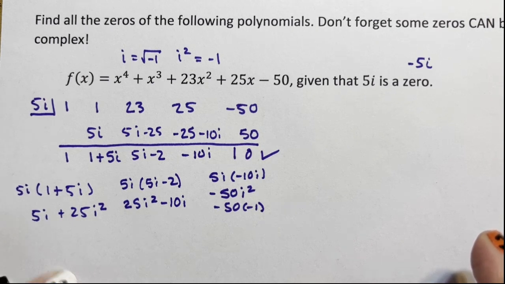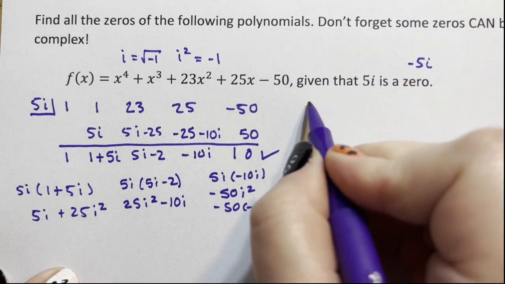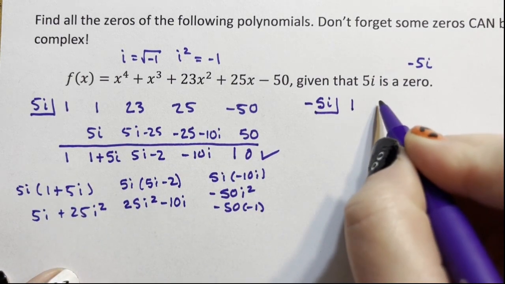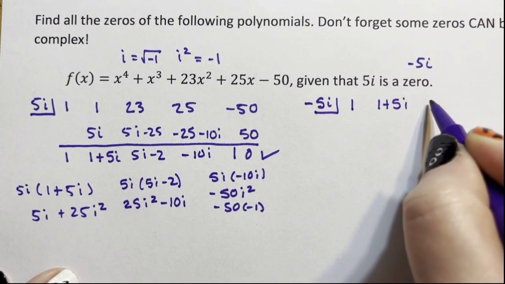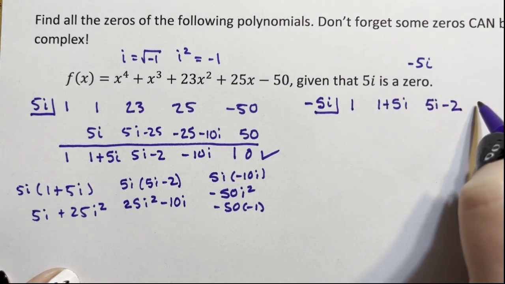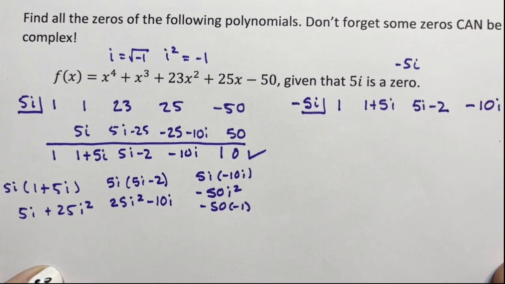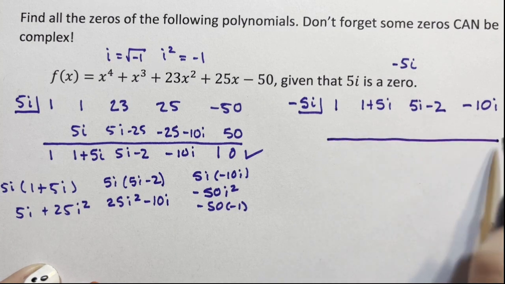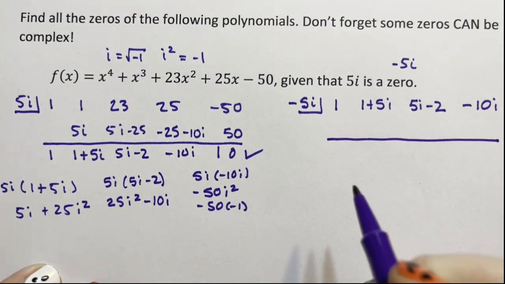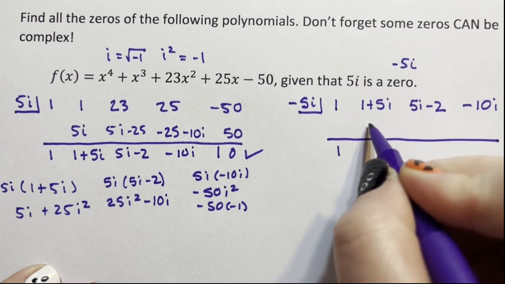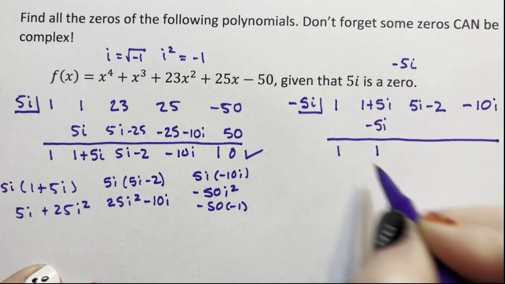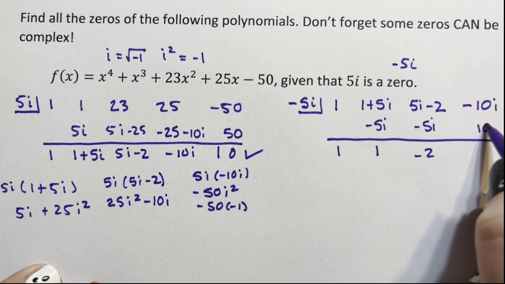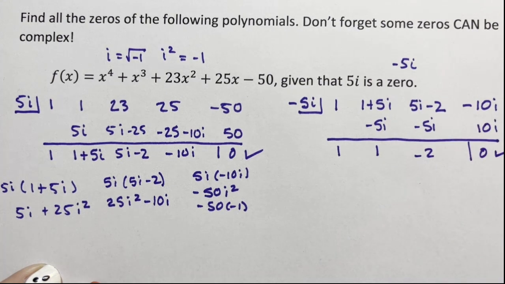For my next trick, I'm going to take out the negative 5i. My coefficients are 1 plus 5i, 5i minus 2, negative 10i. And I will tell you right now, this will be a lot cleaner than the last one. You're like, if that's how insane this one was, how? No, it's not. Because when I multiply these, I'm going to get a negative 5i, and I'm going to be left with 1. And when I multiply these, I'm going to get a negative 5i, and I'm going to be left with negative 2. And when I multiply these, I'm going to get a 10i, and I'm going to be left with 0. And how beautiful is that?